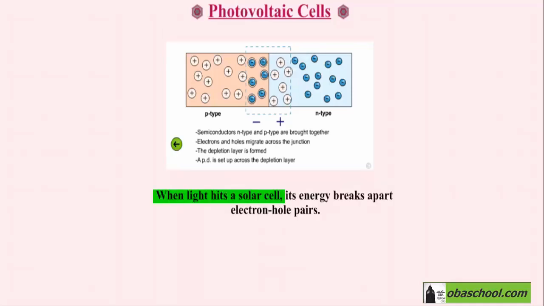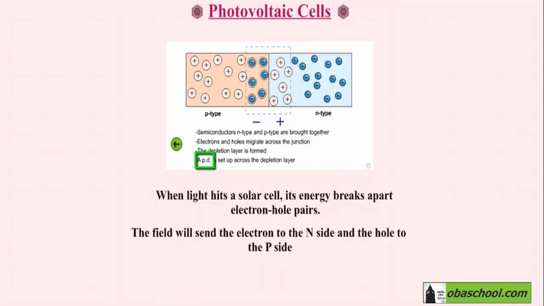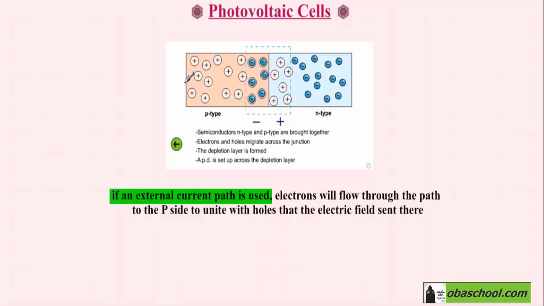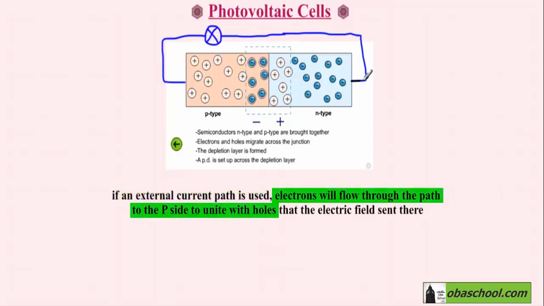When light hits a solar cell, its energy breaks apart electron-hole pairs. The field will send the electron to the N side and the hole to the P side. If an external current path is used, electrons will flow through the path to the P side to unite with holes that the electric field sent there.